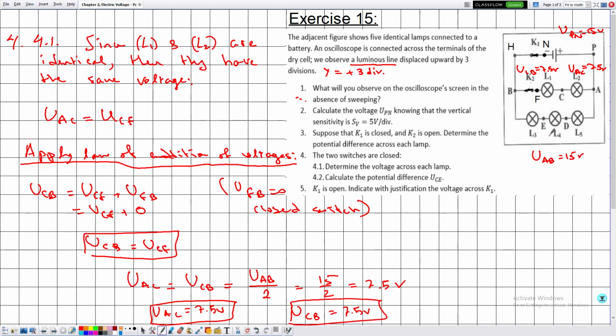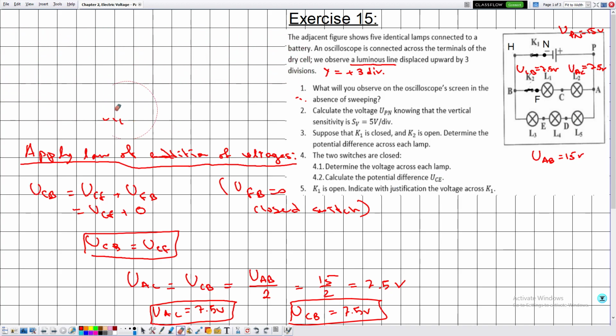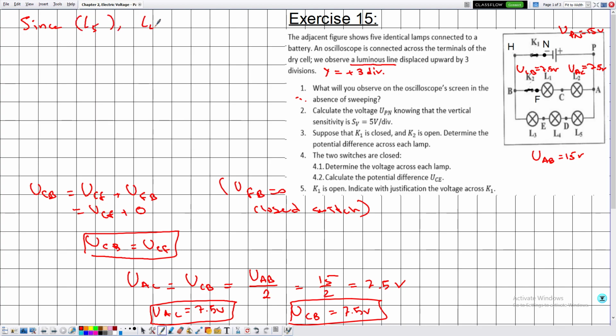Now it's left to determine the voltages across the lamps L5, L4 and L3, and this is exactly the same as we have done in number 3, but let's do it again. So knowing that UAB is equal to 15 volts, let's say since L5, L4 and L3 are identical, then they have the same voltage.